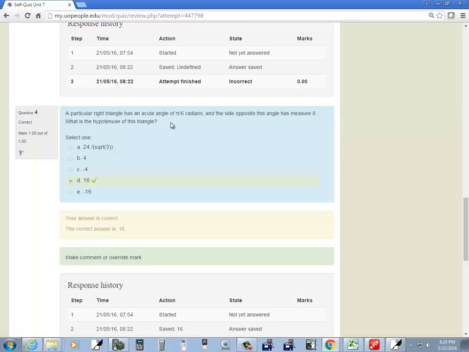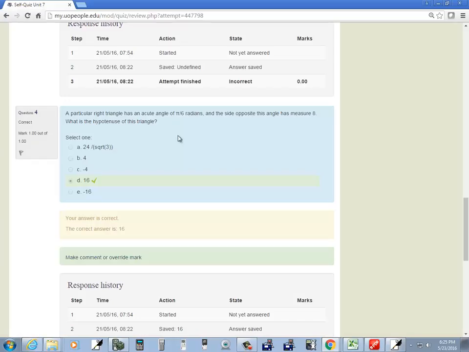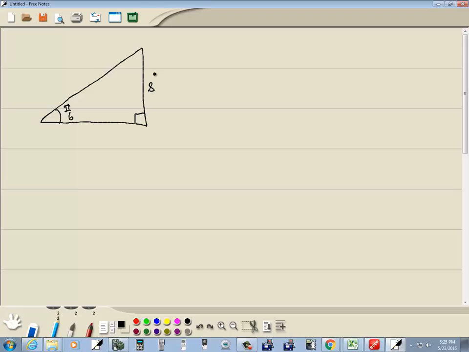Okay, a particular right triangle has an acute angle of pi over 6. So we've got a right triangle here. Right means it's 90 degrees, or if you think of it in radians, what would 90 be? Pi over 2. But anyway, they're telling us that this is pi over 6, right here. And the side opposite this angle has a measure 8. So this distance here is 8.